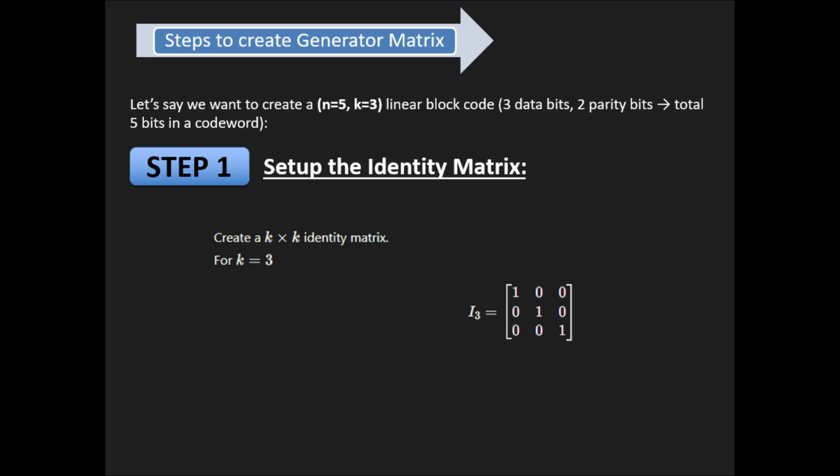What do we have to do first? We have to create our identity matrix of 3 cross 3, that means a 3 cross 3 square identity matrix, since k equals 3. All the diagonal digits will be 1 and the remaining will be 0. So the first step is to create an identity matrix with k equals 3.